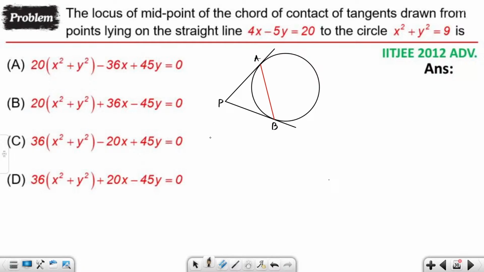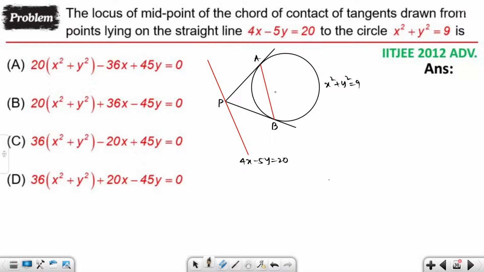Okay. Now, they are saying that point P is lying on a straight line. From this point P, what is the equation of this straight line? Let me write it here. And the equation of the circle is x squared plus y squared equals 9. So from any point on this line, I have drawn two tangents, PA and PB. AB is the chord of contact.